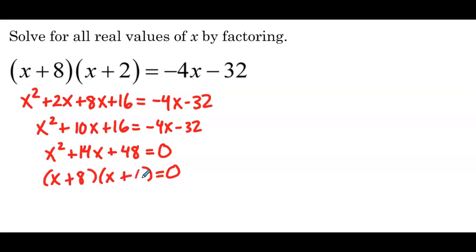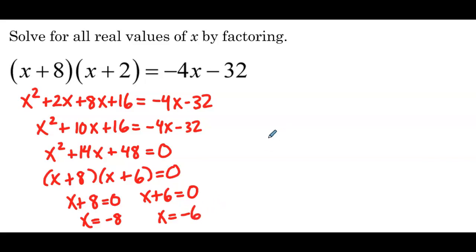8 and 6. So x plus 8 times x plus 6 would give us 8x and 6x, which is 14x. Now we have the product of two factors equal to 0. So that means either x plus 8 equals 0 or x plus 6 equals 0. So we can subtract 8 from both sides here. x equals negative 8. We can subtract 6 from both sides here. x equals negative 6. So our solution set is negative 8 or negative 6.